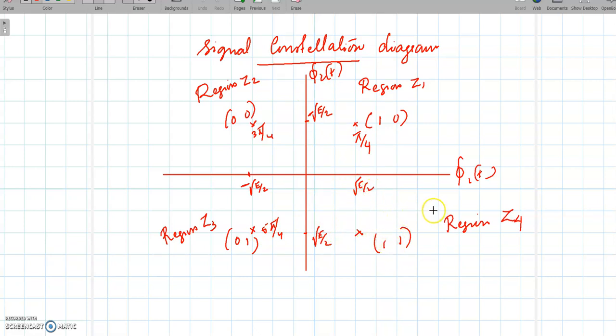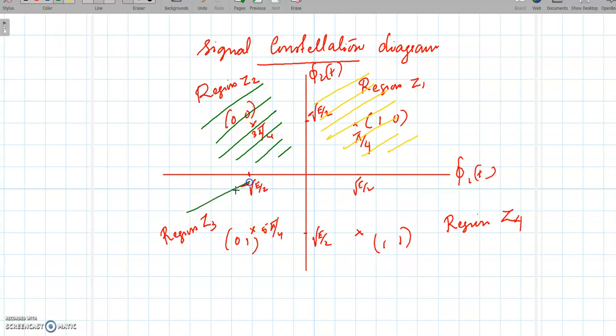That is how you draw the signal constellation diagram, and you divide all these regions into 4. This corresponds to region 1, and this corresponds to region 2, which corresponds to the message point 0, 0. This corresponds to region 3, which corresponds to message point 0, 1, and this last one corresponds to region 4. So that is how you draw the signal constellation diagram for a QPSK.